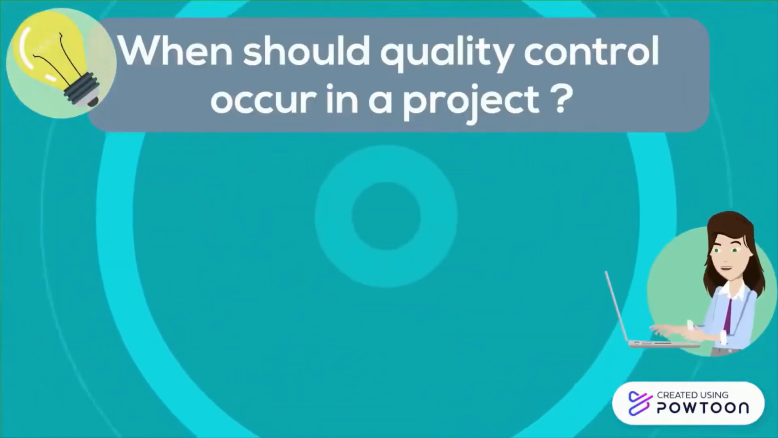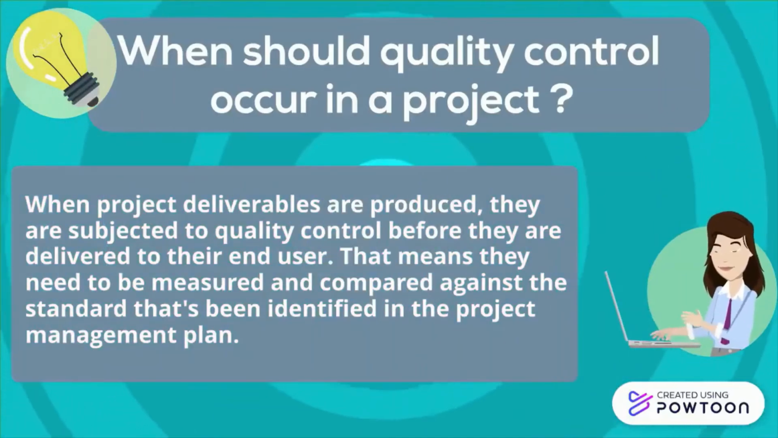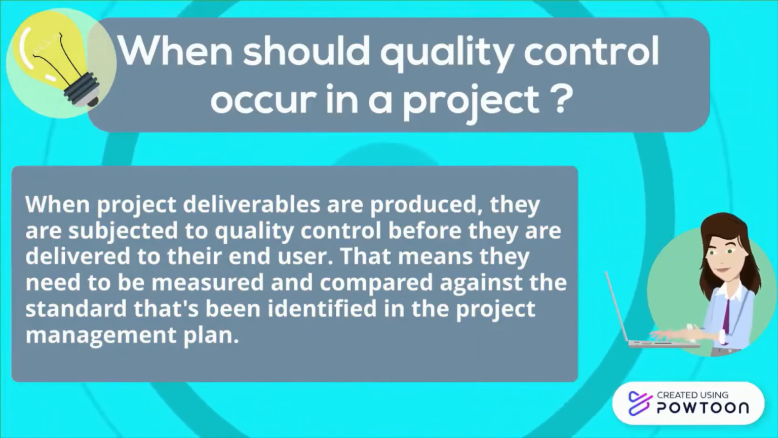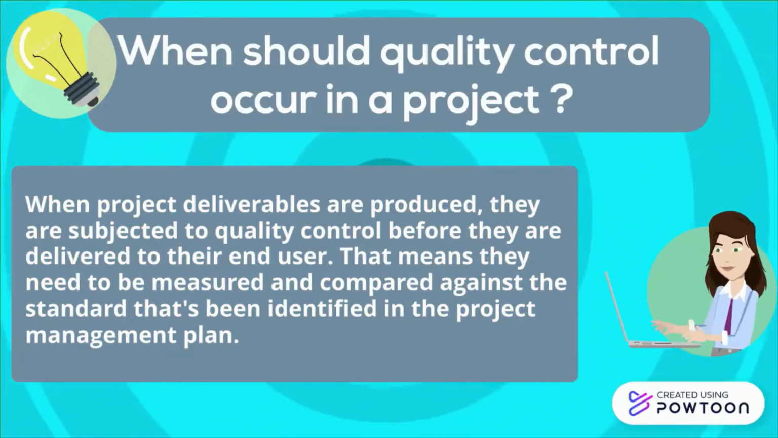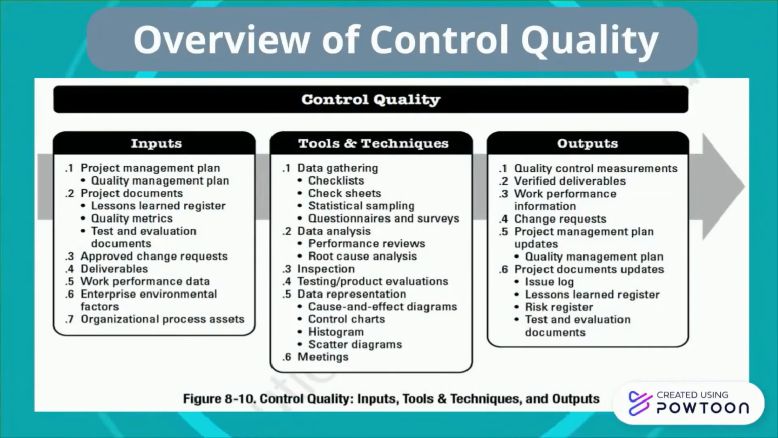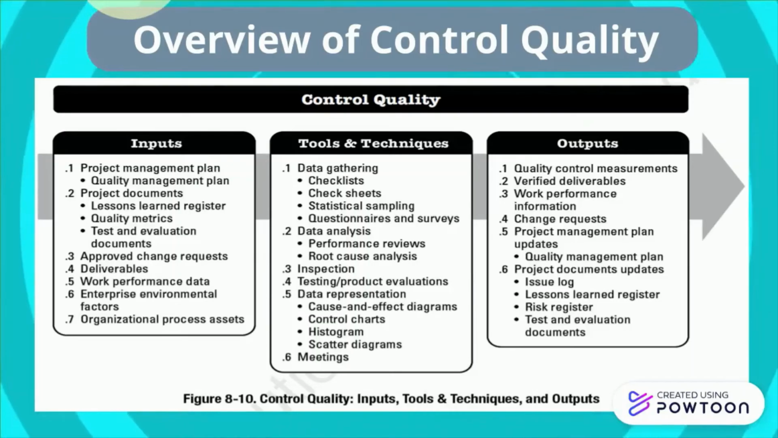When should quality control occur in a project? When project deliverables are produced, they are subjected to quality control before they are delivered to their end user. That means they need to be measured and compared against the standard that's been identified in the project management plan. These are the inputs, tools and techniques, and outputs that are involved in the control quality process.